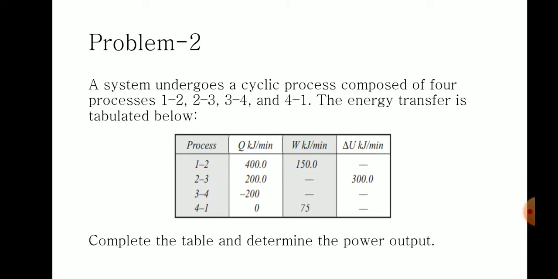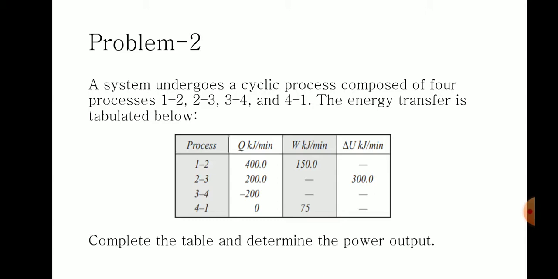Then the energy transfer is tabulated below. Each and every process has heat interaction, work interaction and energy stored, the internal energy. In the table those values are presented, but some values are missing. Our objective is to calculate the missing values for all processes. The problem says: complete the table and determine the power output. First we complete the table and then we calculate the power output of the particular cycle.